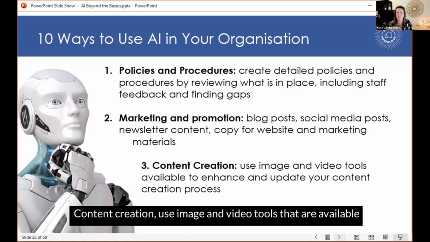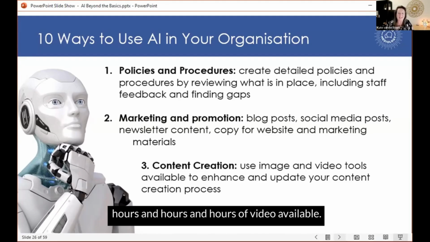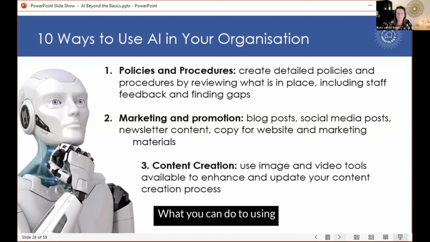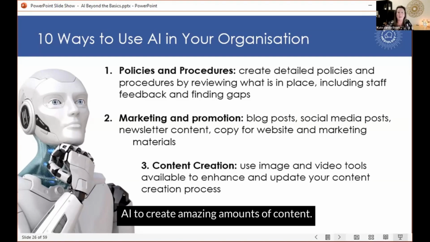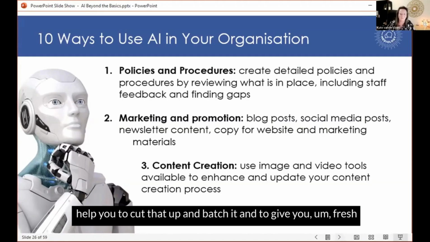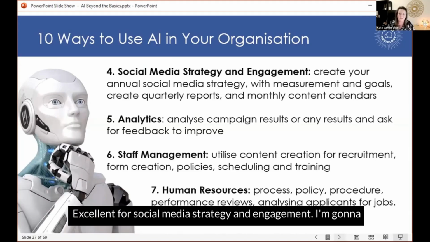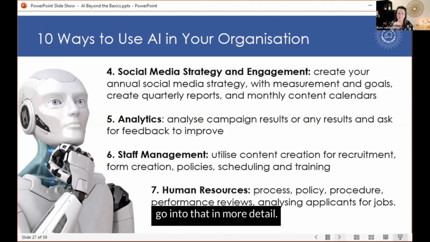Content creation, use image and video tools that are available to enhance and update your content creation process. For people like Nick, who've got hours and hours of video available, what you can do using AI to create amazing amounts of content. So if you've already got content in your business, AI can really help you to cut that up and batch it and to give you fresh content for your business. Excellent for social media strategy and engagement. I'm going to go into that in more detail.